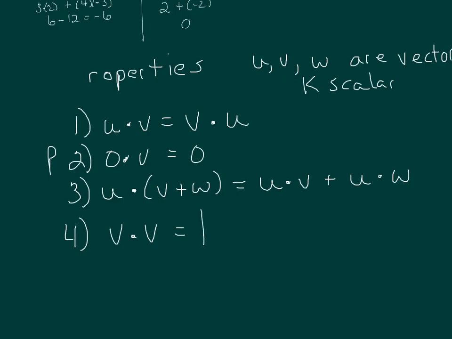The dot product of a vector with itself is equal to the magnitude squared. That's new. The dot product of a vector with itself equals its magnitude squared.